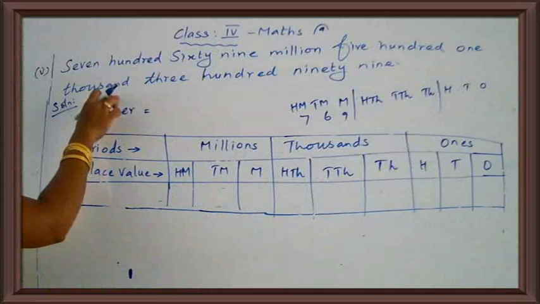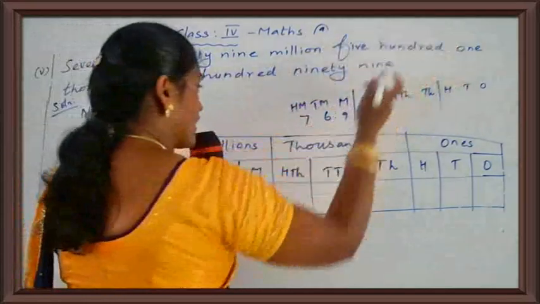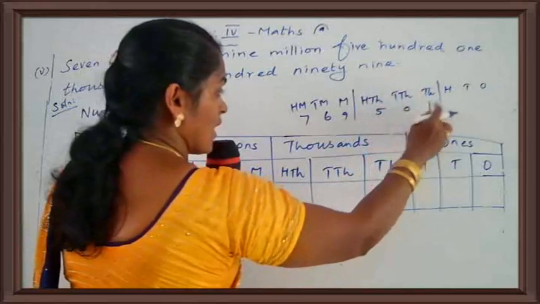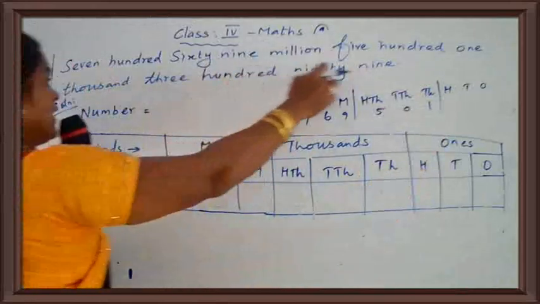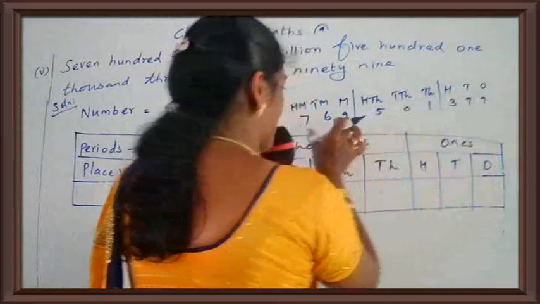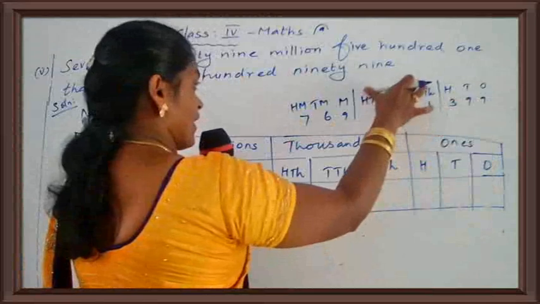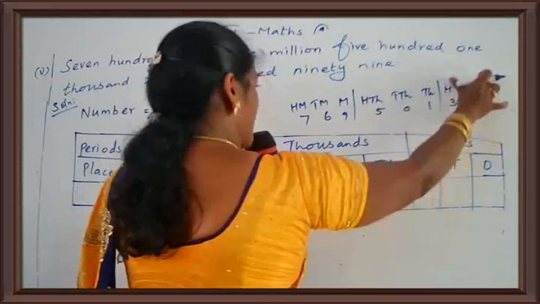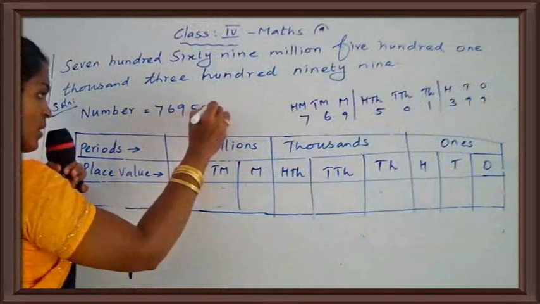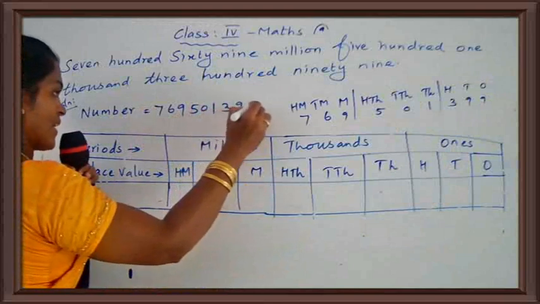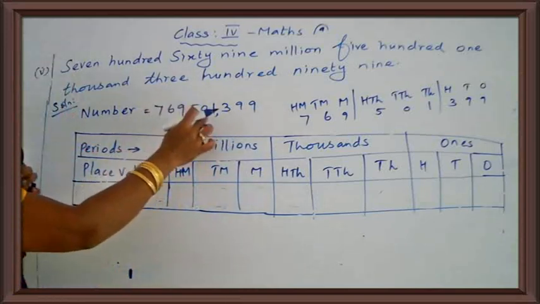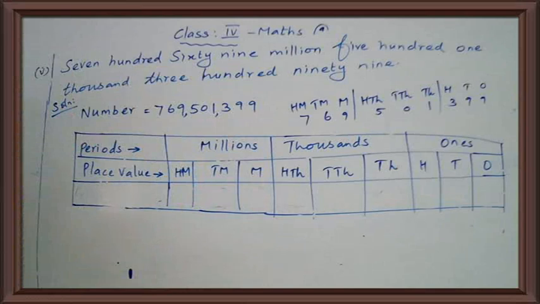501,000. Okay. So here the thousands period. So 501. 501 thousands. 399. So your number is 769 million 501 thousand 399. Okay. So you write the numbers here. Okay. 769 million 501 thousand 399. So your number is 769 million 501 thousand 399. Yes, children? Okay? Yes.